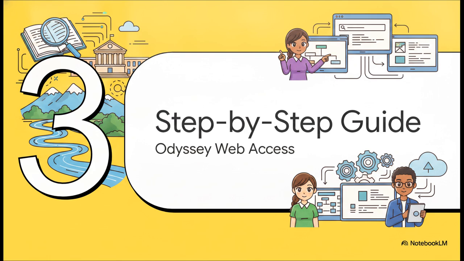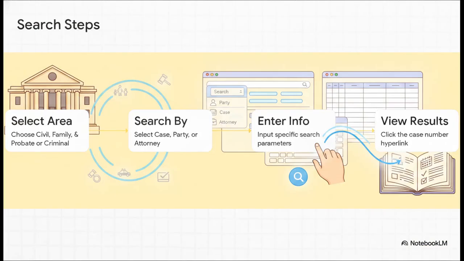Which brings us to Section 3, our step-by-step search guide. Let's walk through exactly how to retrieve a case history using that Odyssey portal. It's practically foolproof if you just follow these sequential steps. Step 1. Select your database area. That'll be either criminal or the civil, family, and probate section. Step 2. Use the search by menu. You can search by a person's name, the exact case number, or even the attorney.